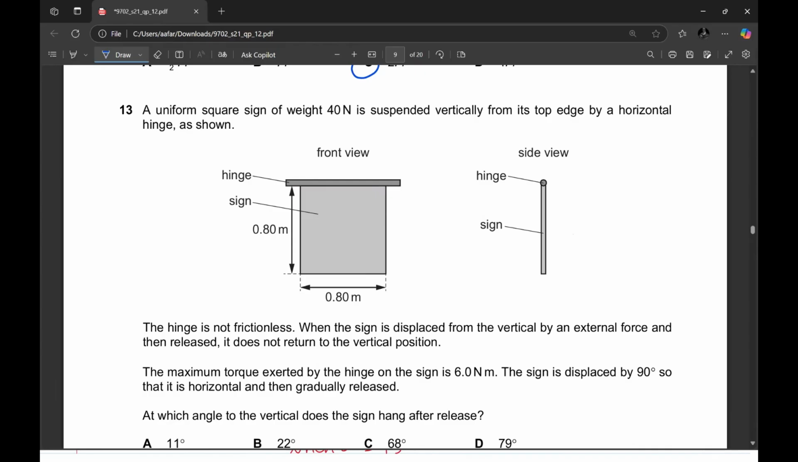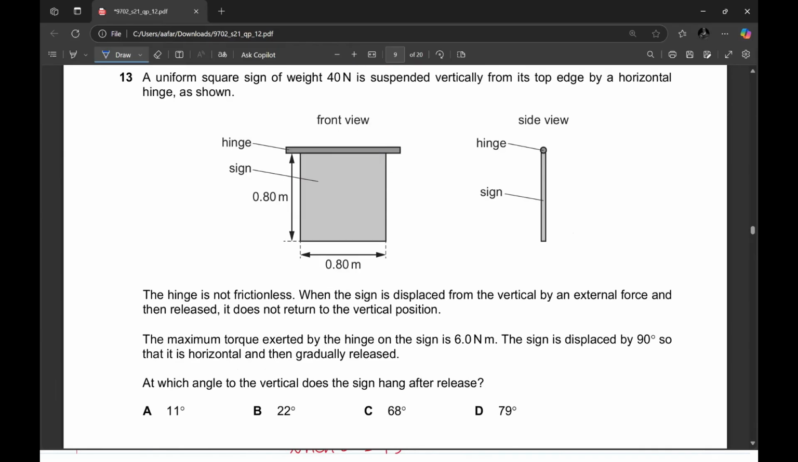This is the side view. The hinge is not frictionless. When the sine is displaced from the vertical by an external force, then it does not return to the vertical position. The maximum torque exerted by the hinge on the sine is 6 Newton meter. The sine is displaced by 90 degrees so that it is horizontal and then gradually released. At which angle to the vertical does the sine hang after the release?